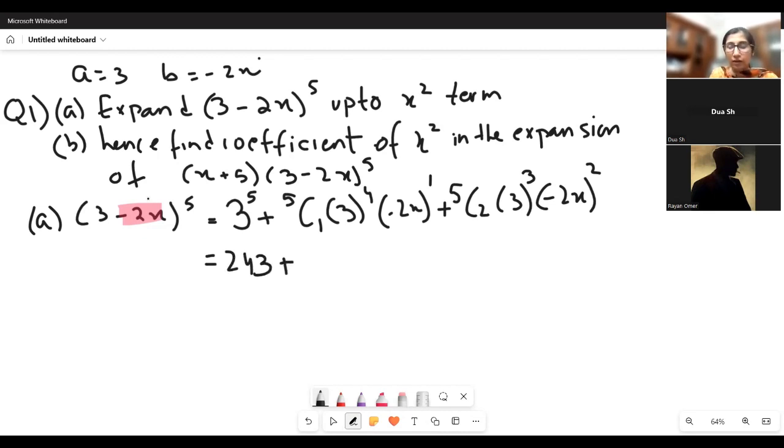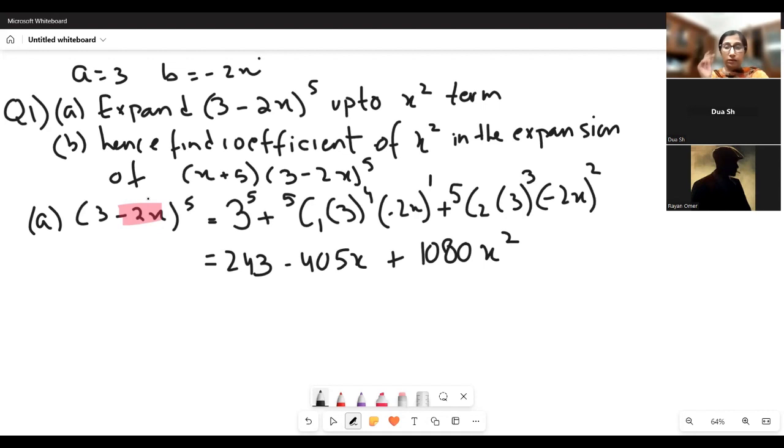243 plus 5C1. You could ask your calculator, and preferably you should know that nC1 is n. So 5C1 is 5 times 3 power 4 times minus 2. Be very careful about the signs. It's going to be minus 405x, and then plus 5C2 times 3 power 3 times, that's minus 2 squared, so that's plus 4. So times 4, that is 1080x squared.